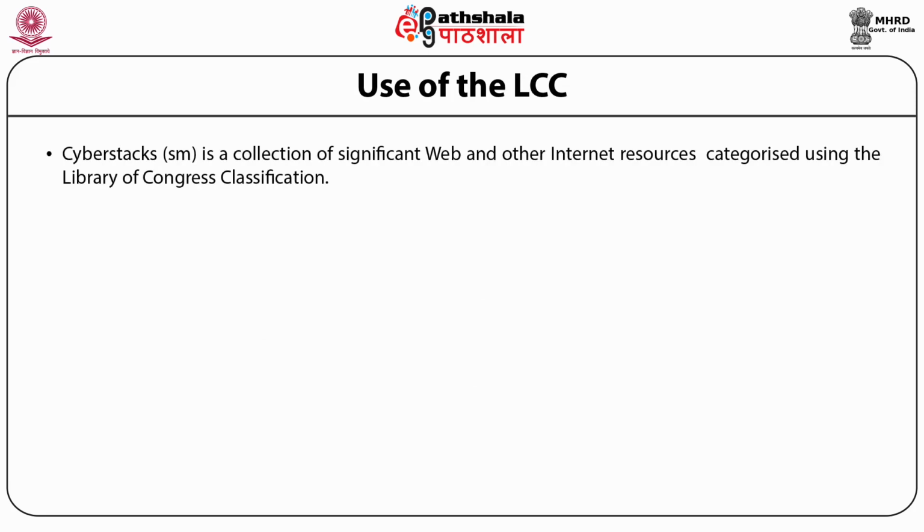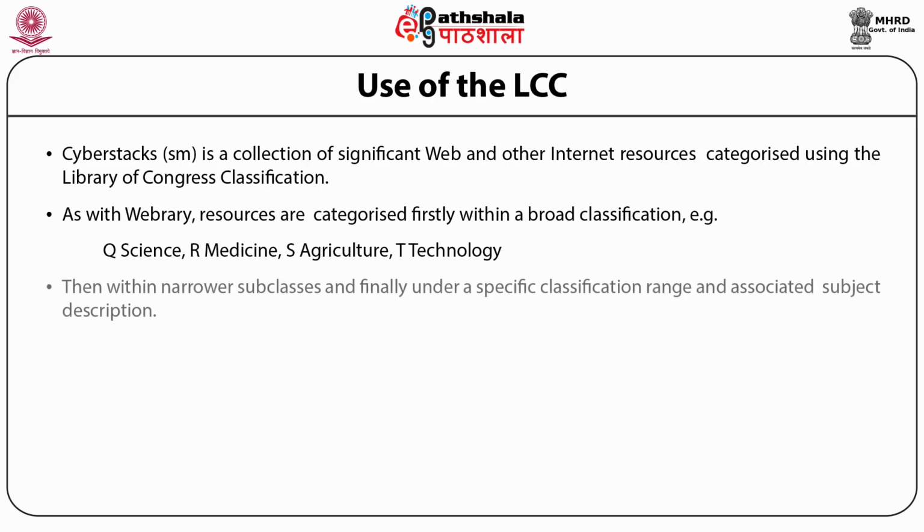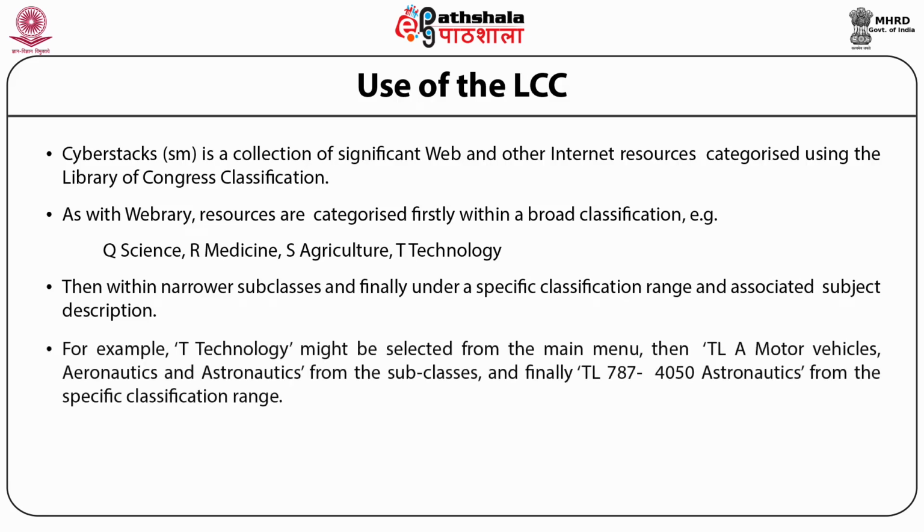Cyberstacks SM is a collection of significant web and other internet resources categorized by the Library of Congress classification. As with the library, resources are categorized firstly within a broad classification. For example, the main classes Q, Science, R, Medicine, H, Agriculture, T, Technology. Then within the narrower subclasses, and finally under the specific classification range and associated subject description, we can make the searches. For example, T technology might be selected from the main menu, then TL, motor vehicles, aeronautics, and astronautics form the subclasses, and finally TL 787 to 4050 aeronautics from the specific classification range.